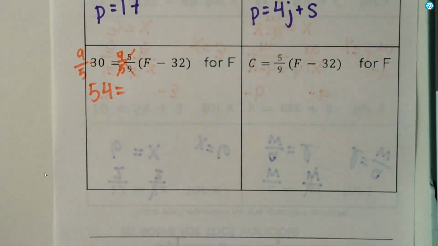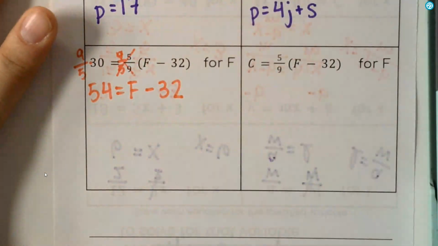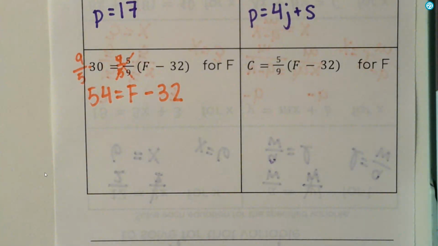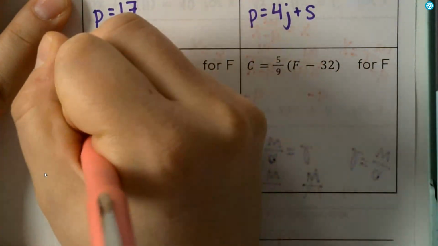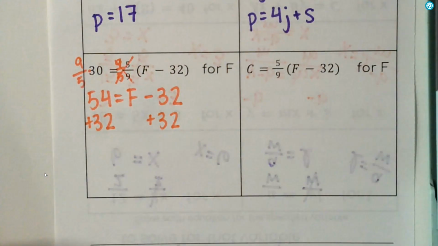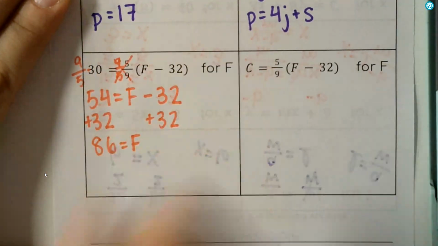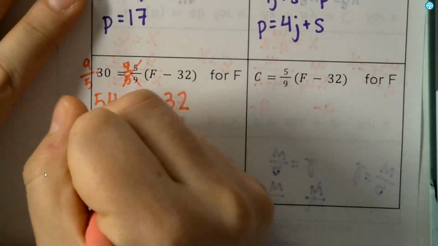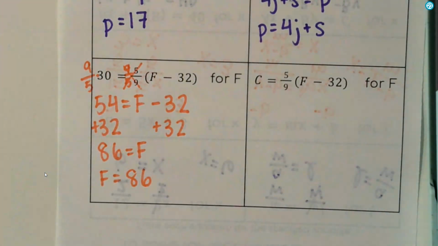And then 54 equals F minus 32. And then we can add 32 to both sides. 54 plus 32 is 86. So 86 equals F. Let me flip that around. F equals 86. So what that means is that 30 degrees Celsius is 86 degrees Fahrenheit.